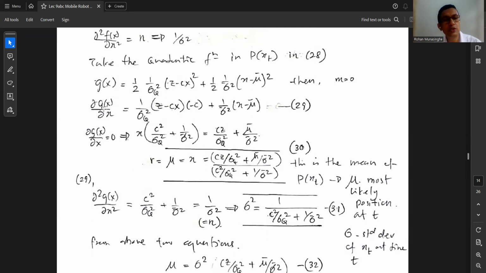Okay, that's fine. Differentiate with respect to x. Then this becomes like this. The second term becomes like that. Now we want to set it to 0. Set the whole thing to 0 and solve for x. This is the result.